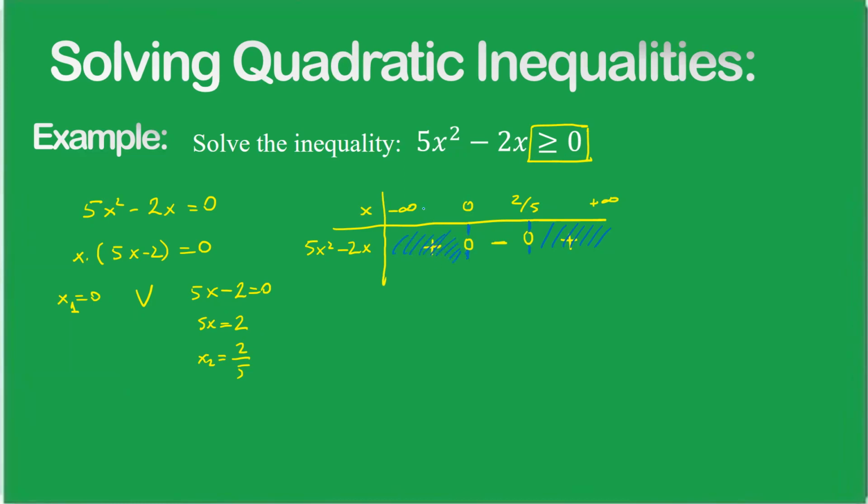Okay, from where to where? From minus infinity to 0, and from 2/5 to plus infinity. Let's write the solution set. From minus infinity to 0. 0 is closed, don't forget that. Union from 2/5 to plus infinity.